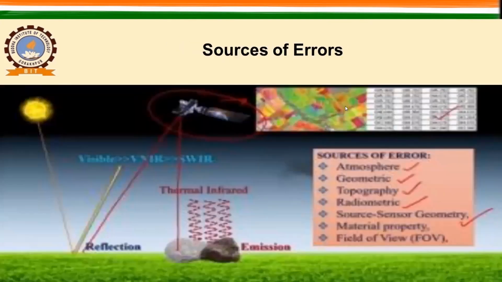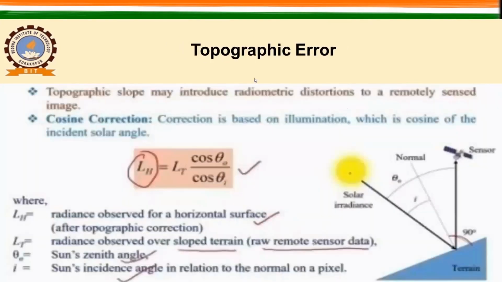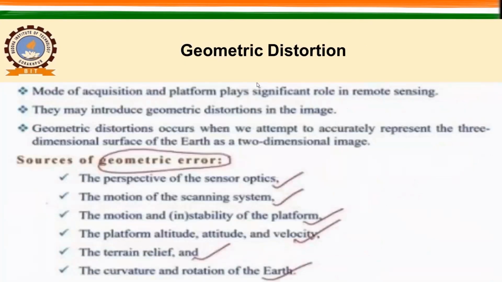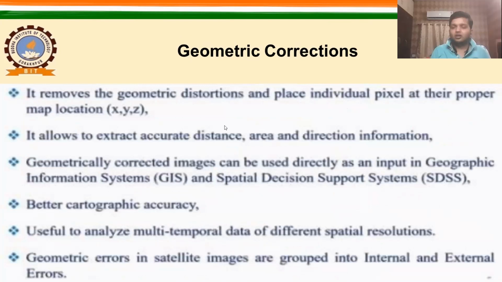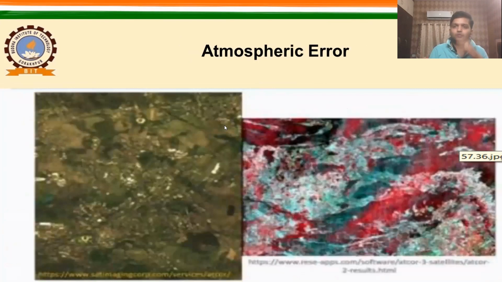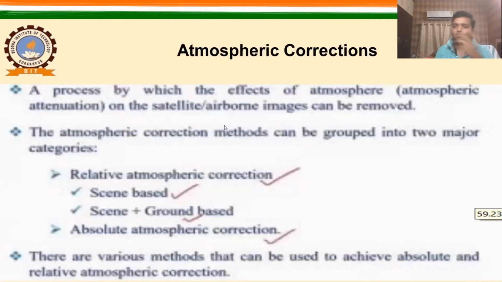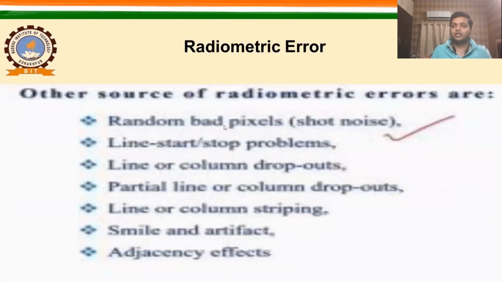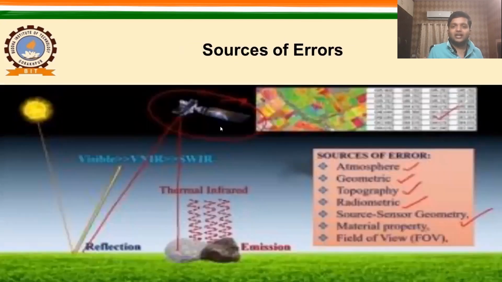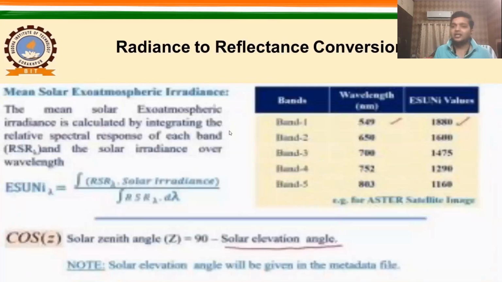If we talk about the different types of the error, one is topographic error, then geometric distortion, then we talk about the geometric corrections. After the geometric corrections we have atmospheric error, and then atmospheric corrections, then radiometric error. So these are the contents of this part 3, that is the different types of the error in the remotely sensed images.